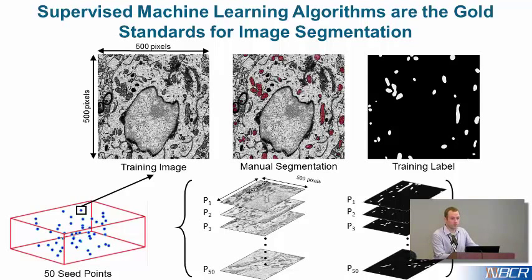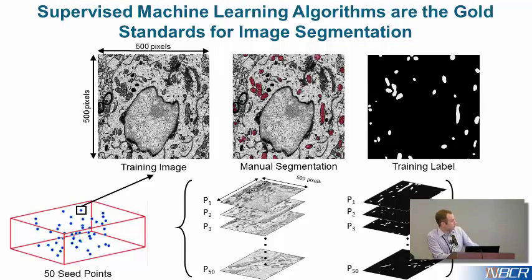Say this tile is 500 by 500 pixels in size. This is what's called a training image. It's just a grayscale image that is going to be fed to the algorithm to teach it what these features look like. Of course, we have to tell it what we care about, otherwise it doesn't know. So this is where the manual segmentation comes in. This is what's called generating training labels.